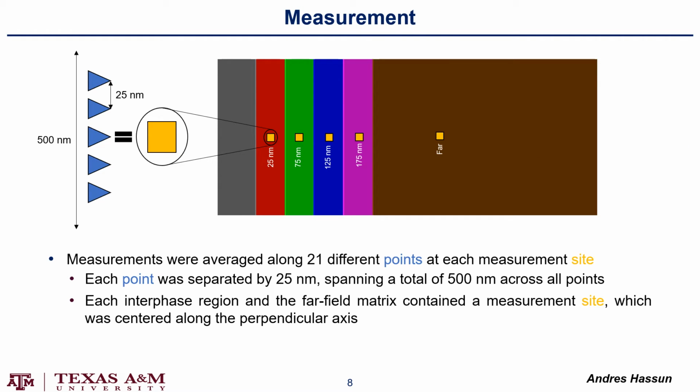Speaking of measurements, we averaged 21 different points at each measurement site. Each point was separated by 25 nanometers, spanning a total of 500 nanometers across all points. Each interphase region, additionally, as well as the far-field matrix, contained a measurement site, which was centered along the perpendicular axis. So it's right in the center of each region.